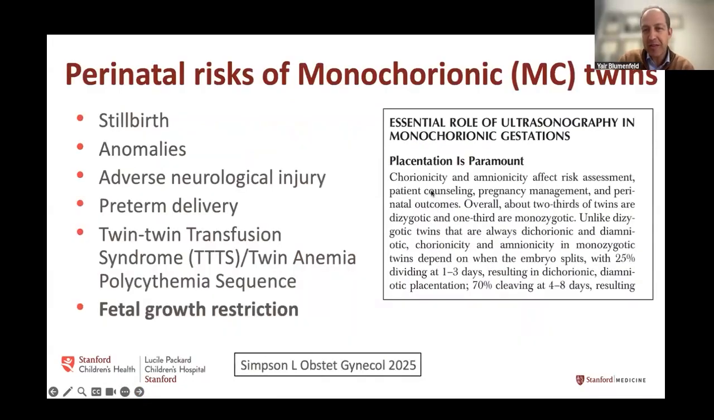And the first thing that Lynn included in her analysis is really the essential role of ultrasound in identifying chorionicity and placentation. It's paramount. Couldn't agree more. And the reason, of course, is that our monochorionic twins have much, much higher risk for all these abnormalities that we see on the left-hand side. And germane to this talk, of course, is fetal growth restriction.